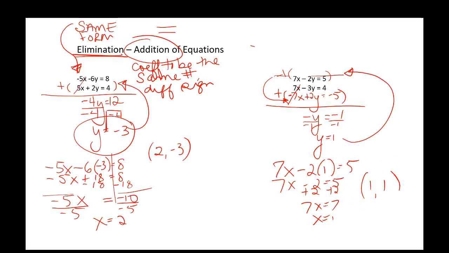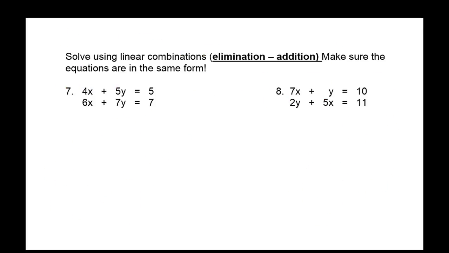Let's double check that. 7 minus 2 is 5. 7 minus 3 is 4. It works. So here I had to multiply through one of the equations by negative 1 simply to change signs. And then I ended up with the coefficients on one of the variables being the same number, different signs. Let's look at another set of examples.